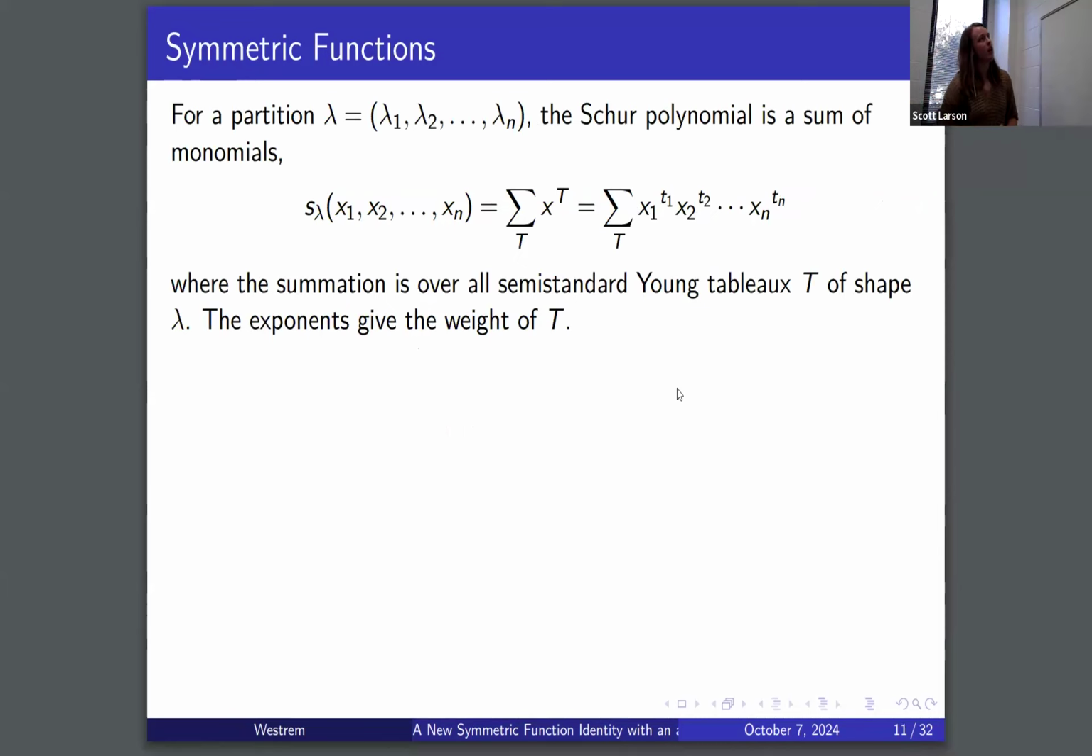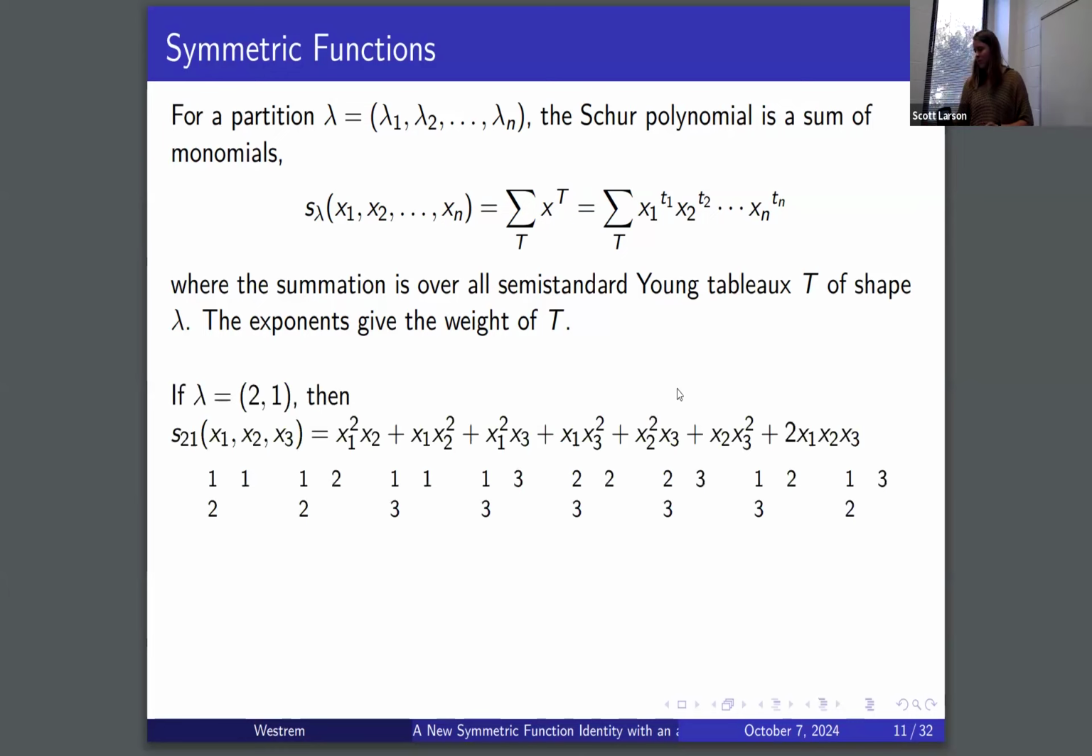Our final one that we'll talk about is the Schur polynomials, s sub lambda. Now these could be defined as monomials where we're summing over semi-standard Young tableaux of shape lambda, denoted by T there. So the exponents are given by the weight. If we look at an example, lambda equals 2, 1, where we restrict it to 3 variables for this example, s sub lambda 2,1 with 3 variables is given as so.